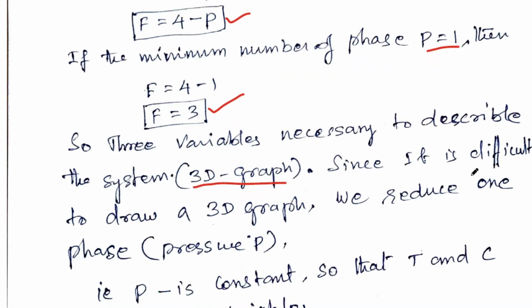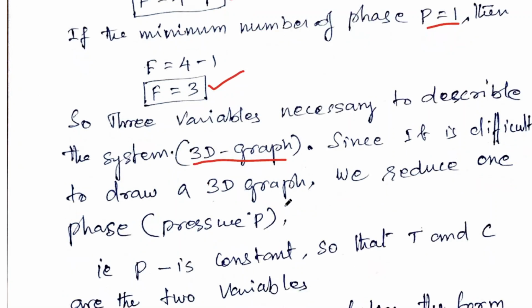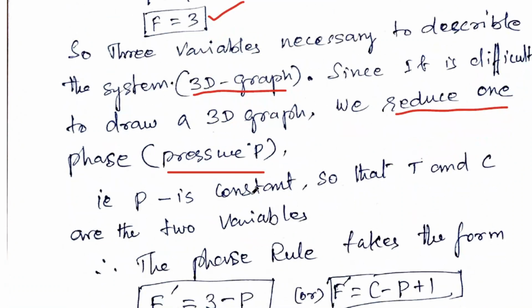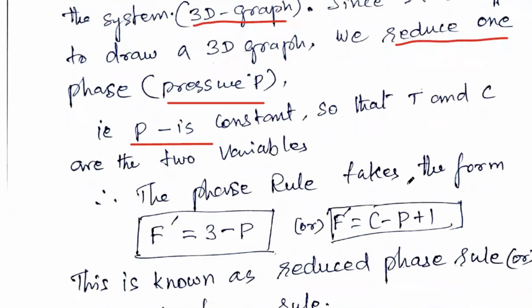Drawing a 3D graph and understanding it is very difficult, and therefore we do one thing. We reduce one variable, that is pressure. How do we reduce? We keep pressure constant. When pressure is kept constant and that variable is eliminated, we draw a graph only between temperature and composition, which are the two variables, and therefore drawing and understanding the phase diagram becomes easier.